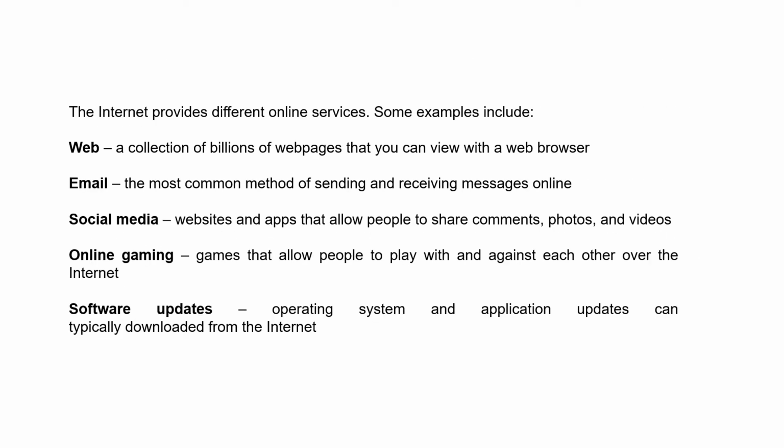Internet provides different online services. Some of the examples are web, which consists of billions of web pages that can be viewed by using a web browser. Email, which is used for sending and receiving messages online. Then the social media that allows people to share comments, photos, and videos. And gaming, that allows people to play in the internet, and software updates can be downloaded from the internet.